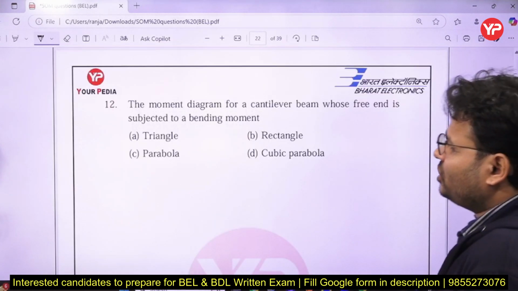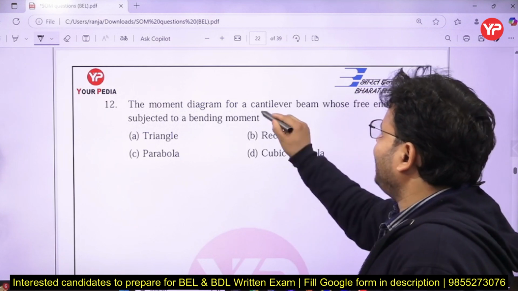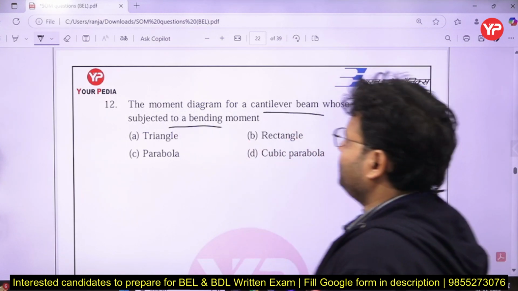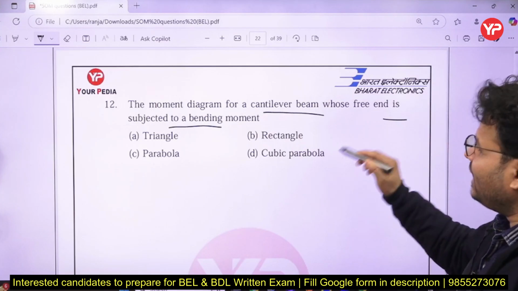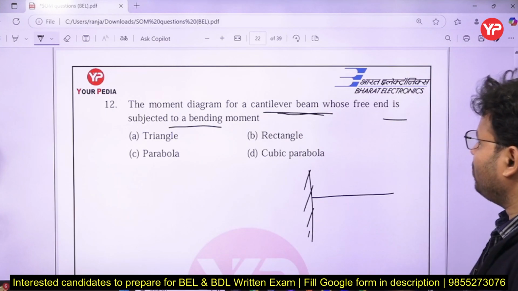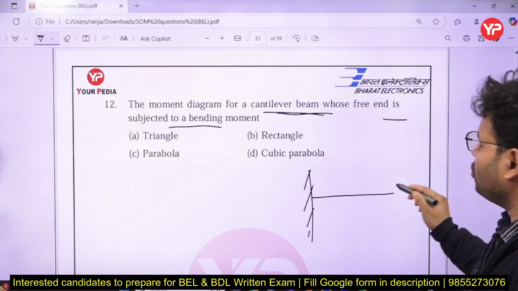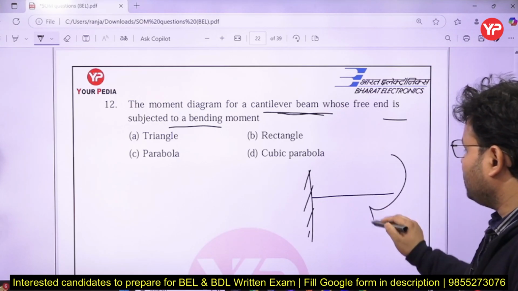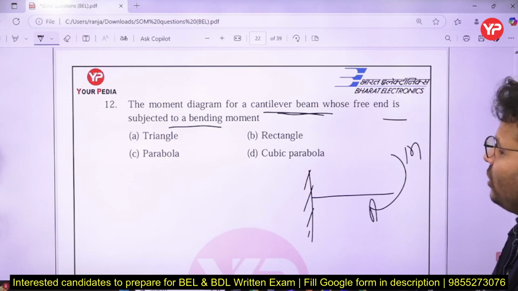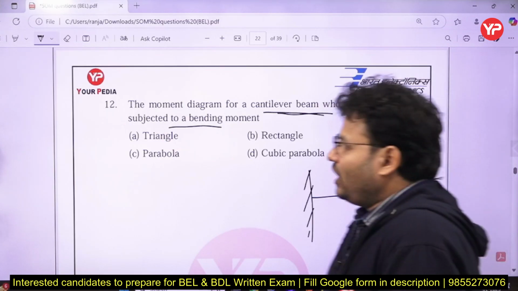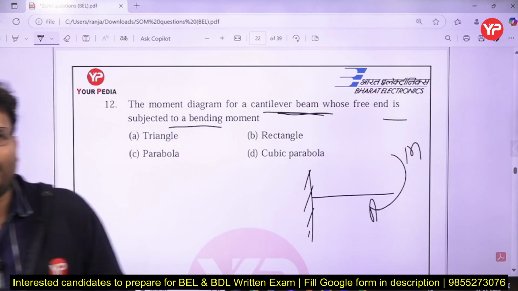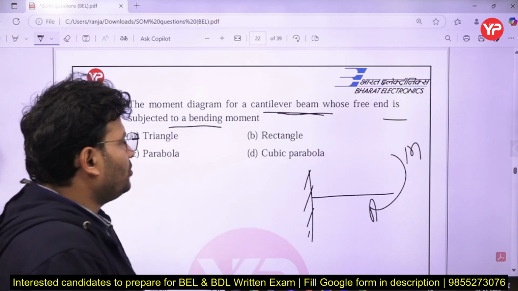Now come to the next question. The moment diagram for a cantilever beam whose free end is subjected to a bending moment. Which type of beam is there? Again a cantilever beam, whose free end is subjected to a bending moment. So what will be the bending moment diagram, my dear friends? Triangle, rectangle, parabola, or cubic parabola?